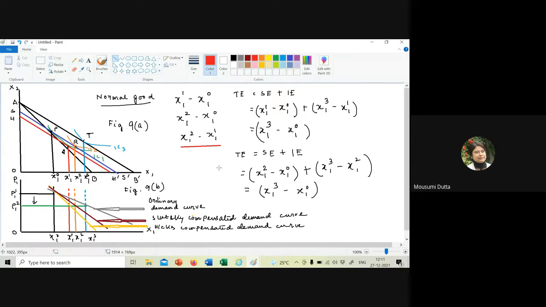The fundamental proposition given by Mosaic. Can you repeat this line? X12 minus x11. Look at this value. x12 minus x11.